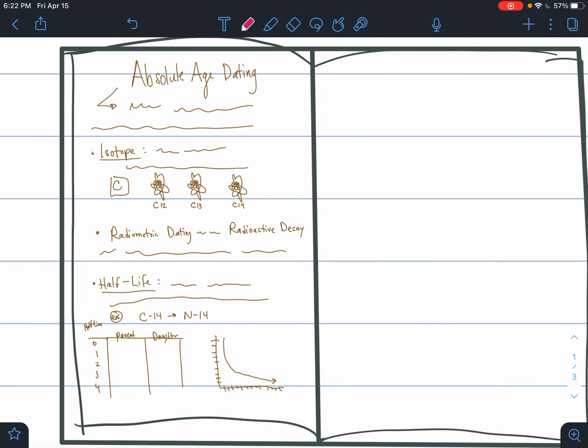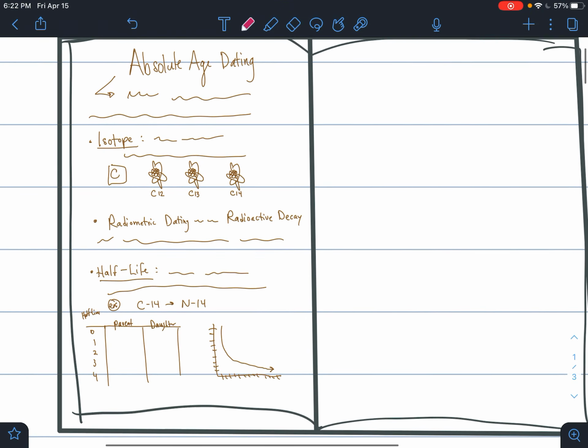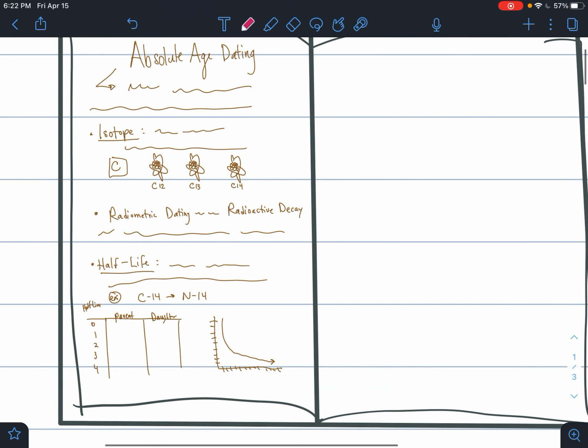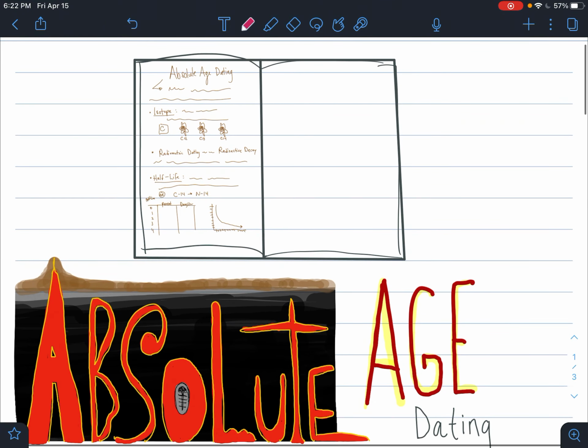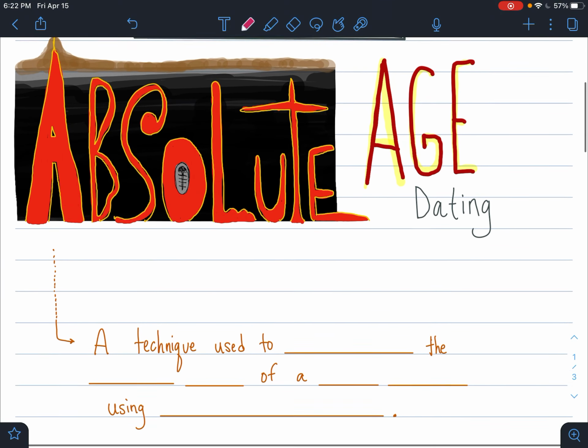Now, this is a two-parter because first we've got to understand and review some concepts from some chemistry that you may have had in the past. And so we'll dig in here, as you can see, organized on that science notebook outline.